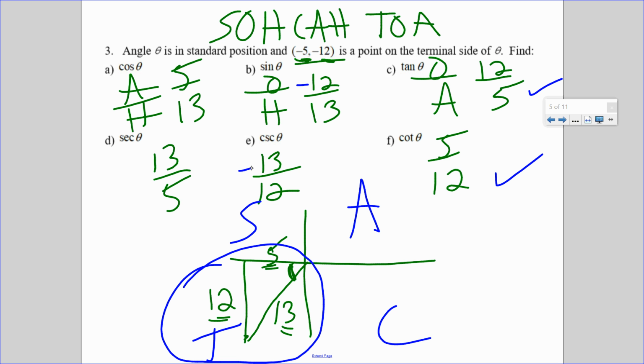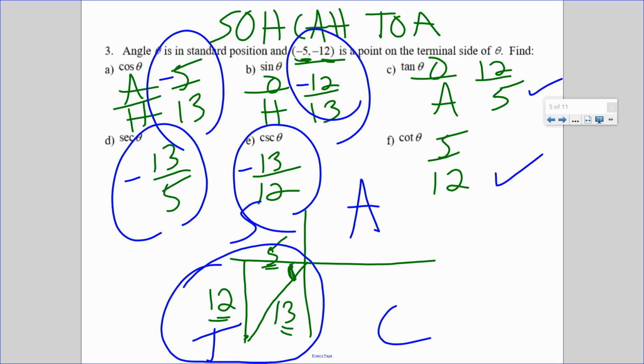So everything else is negative. Now they're all correct. Those are my 6 answers. And that's it. It's not that difficult of a lesson. There's a lot of little components to it, but if you put the time in it, it's really not that challenging. But there are definitely a lot of little components to it.